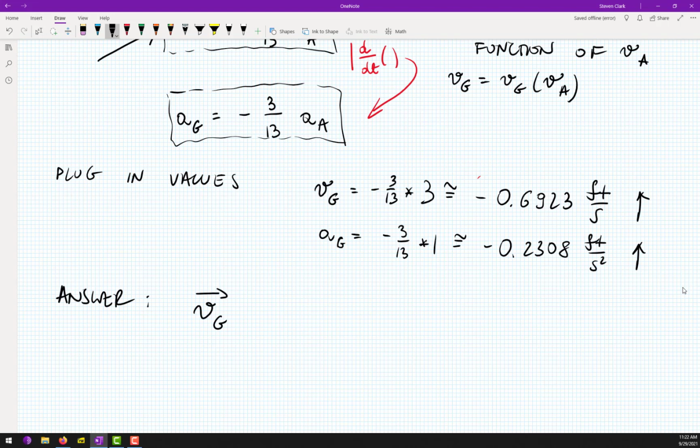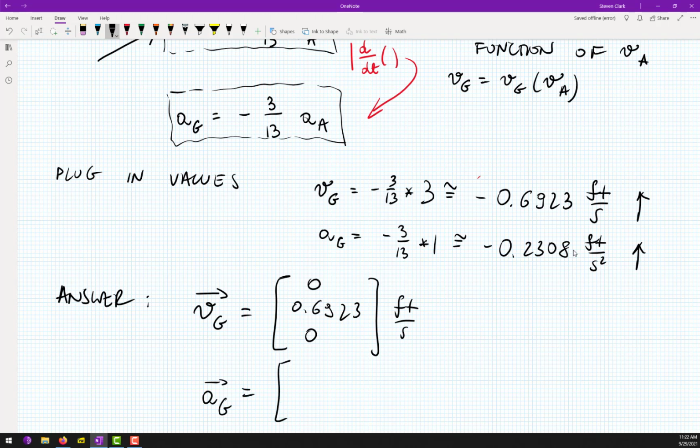VG is equal to 0.6923 feet per second, clearly pointing up. Yeah, that's a good observation. Thank you. You have an eye for detail, I must say. And this one is 0.2308. Okay, this is the end of the problem. The previous one, I was lying. That's the end of the problem. No, thank you, John.